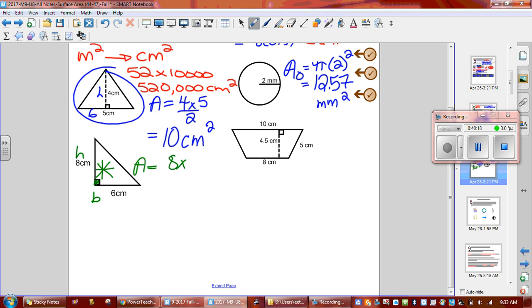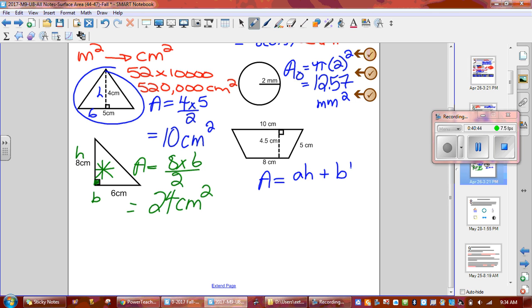All right, the next one. We have a trapezoid. And trapezoid says we have to do this. Area is A times height plus B times the height, all divided by 2. Well, A and B are your horizontal ones. They're your short and long sides. So A is usually on top, B is on the bottom. So we're going to say 10 times 4.5 plus 8 times 4.5, all divided by 2.